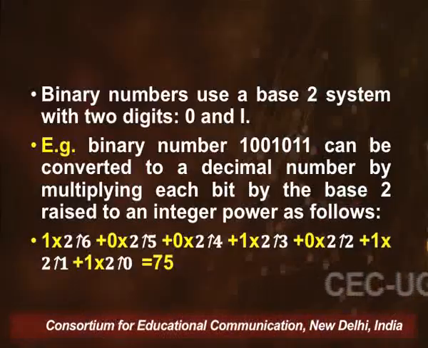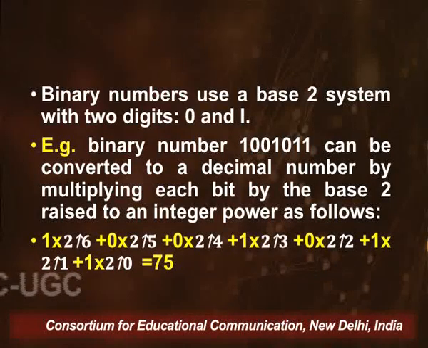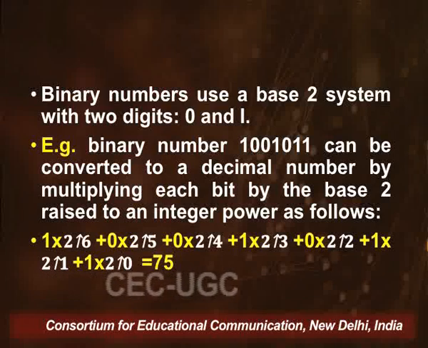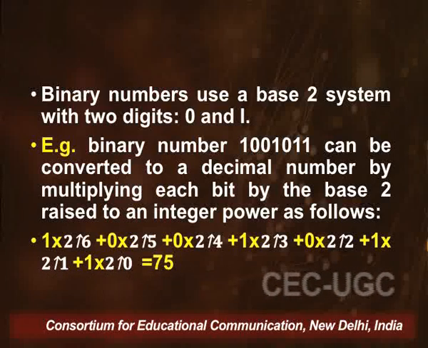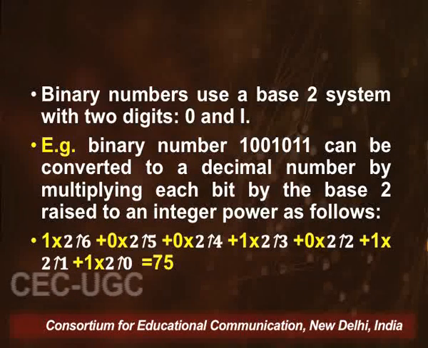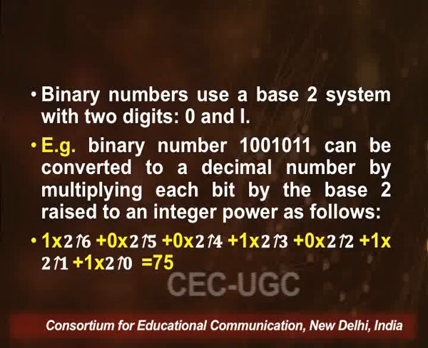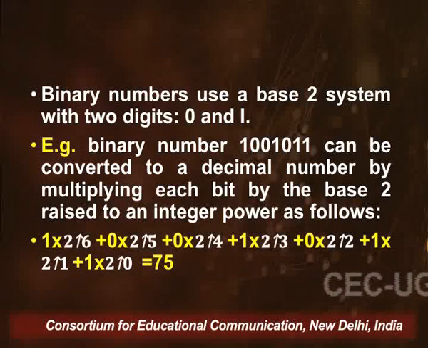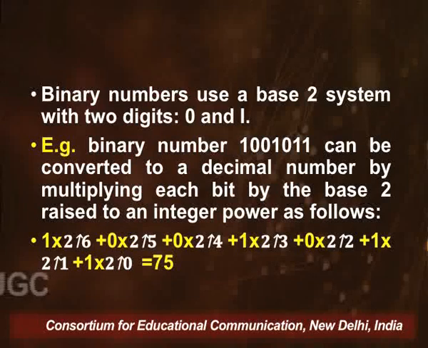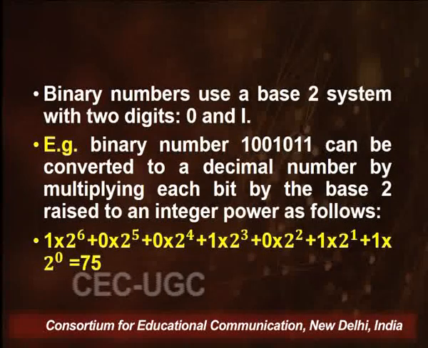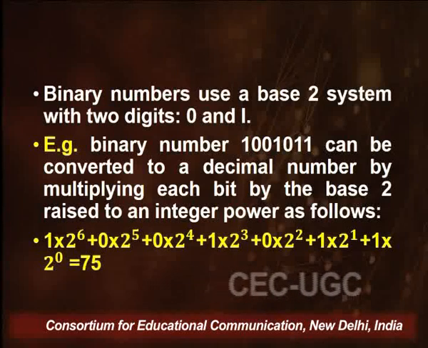The binary number system that we talk about is based on base 2, whereas the numeric number system, that is 0 to 9, that we use in our day-to-day life has a base of 10. The binary number system is base 2 because there are only two digits, 0 and 1. Let's take an example. If I have a binary number 1 0 0 1 0 1 1, can this be converted into a decimal number? Yes, of course. What we need to do is multiply each bit by the base 2 raised to the power of the integer representing the position of the digit.